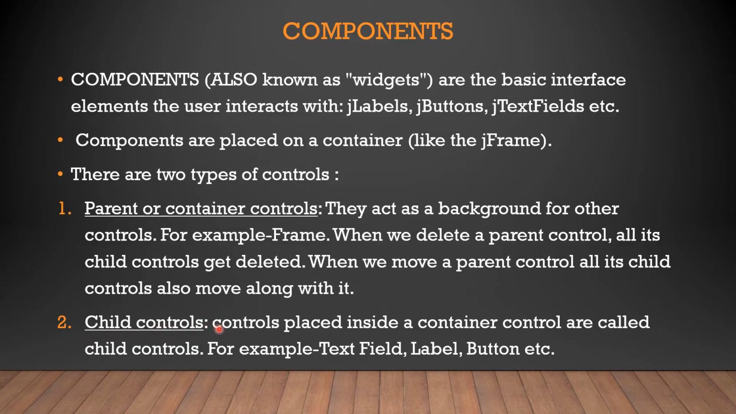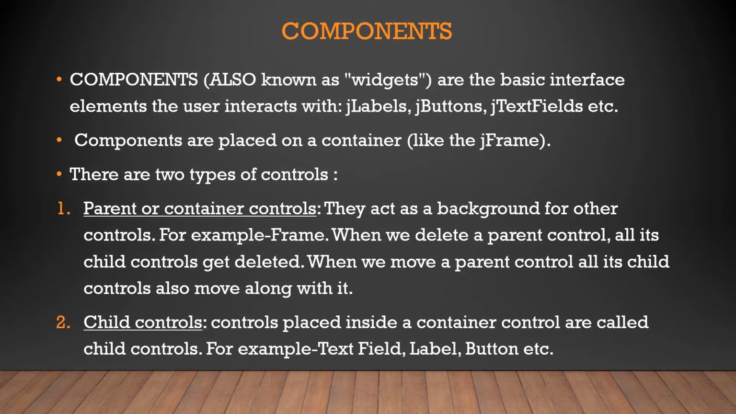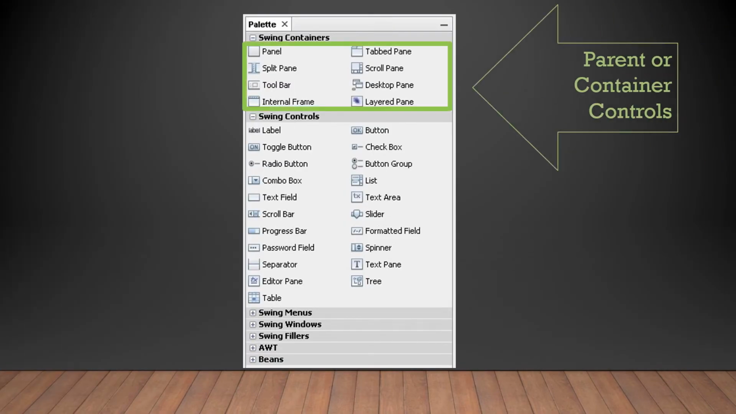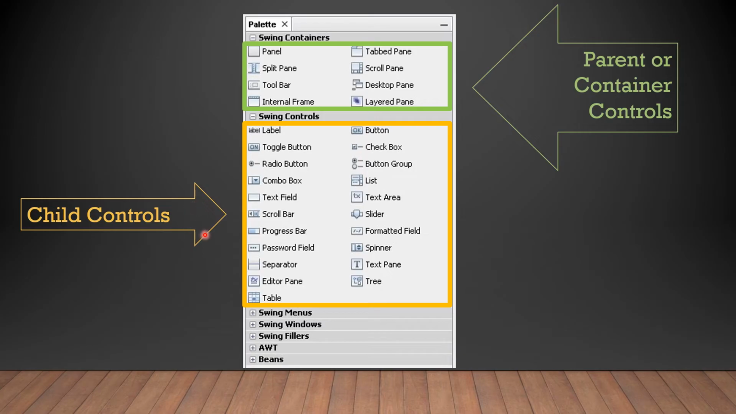Then child controls are placed inside a container control. Whichever controls we are placing inside the parent control or the container control, these controls will be known as child controls. For example, text field, label, button, all these are examples of child controls which we place on a container like JFrame. So here you can see that these Swing containers are known as parent or container controls, and these Swing controls are known as child controls.